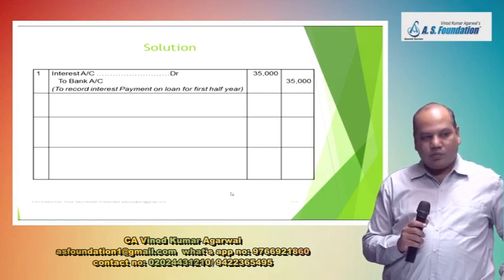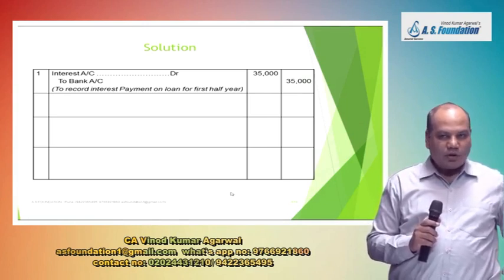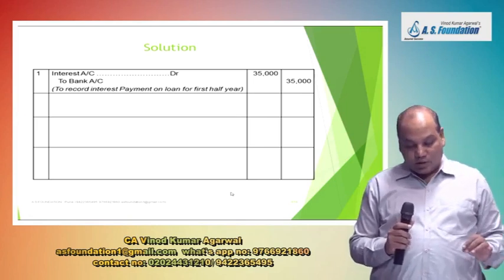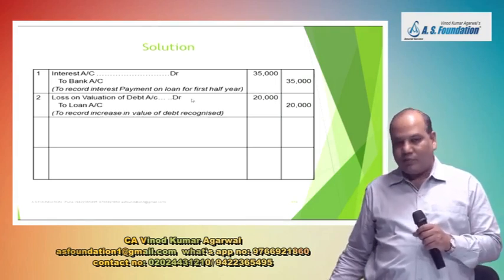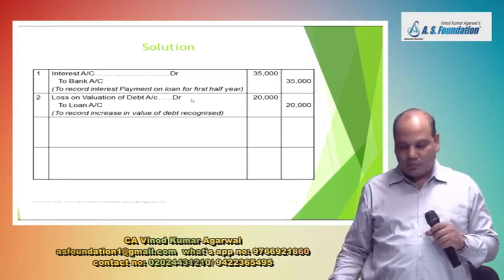35,000. Calculation: 10 lakh into 7% into 6 by 12. Keep writing the calculation. Otherwise, my mail account is flooded with such queries. Sir, why 35? Why not 70? Half yearly, dear.